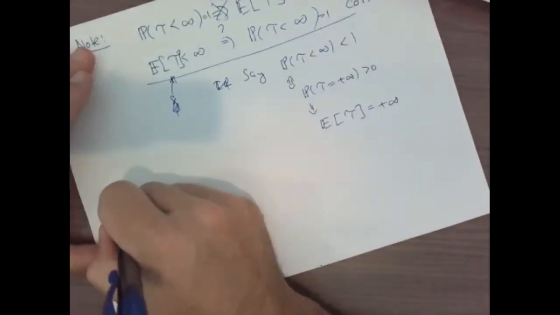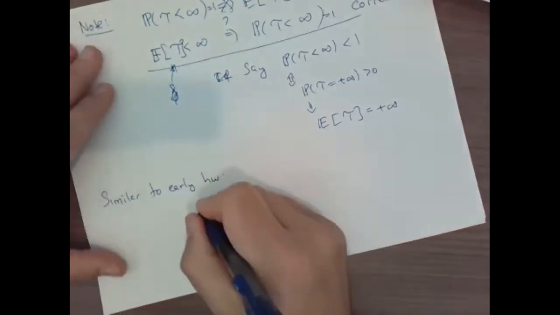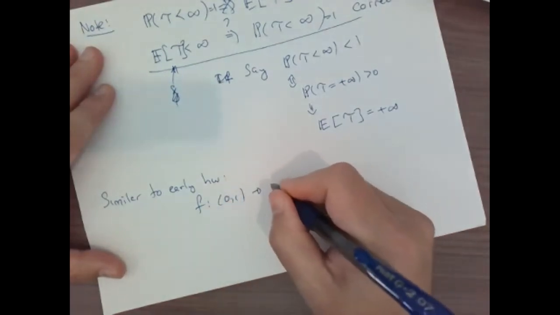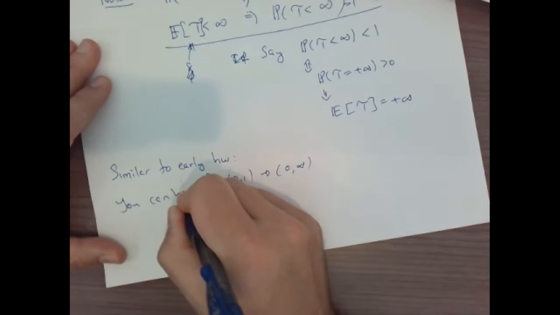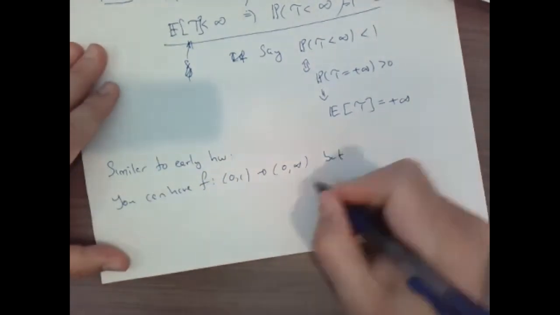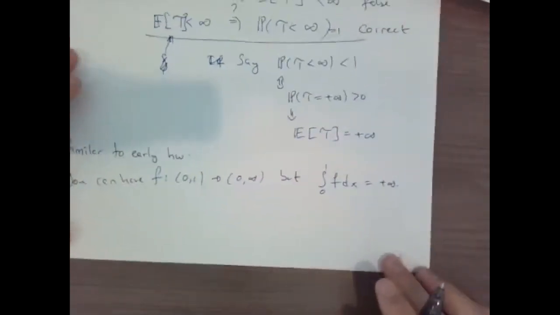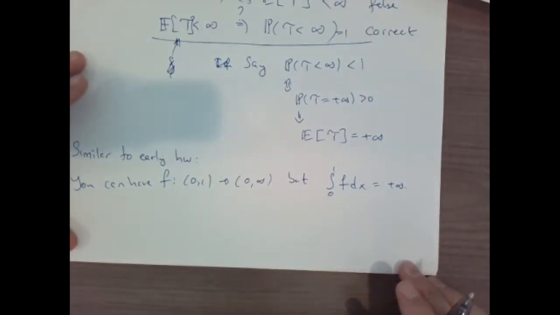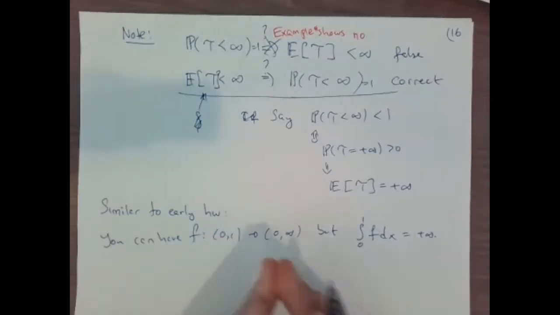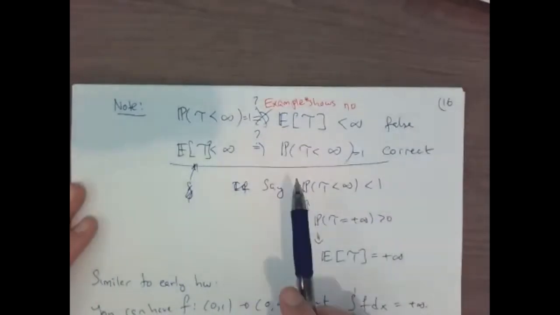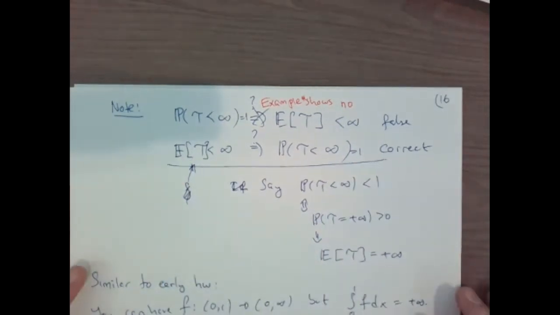This is similar to an early homework. You can have a function, say from 0 to 1, that is finite. You can have a finite function, but when I integrate from 0 to 1, this can become plus infinity. So you can easily have a function that's finite, but then when you integrate it, it blows up to plus infinity. And the same thing is true here. You can have a random variable which is finite, but when you take its expectation, it blows up.